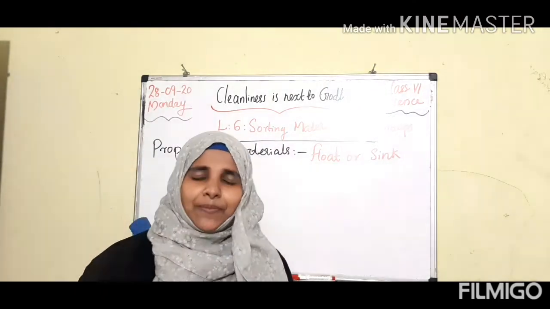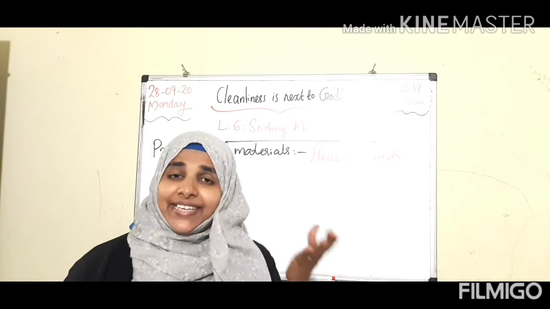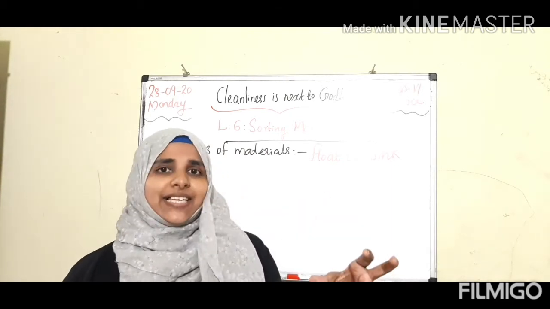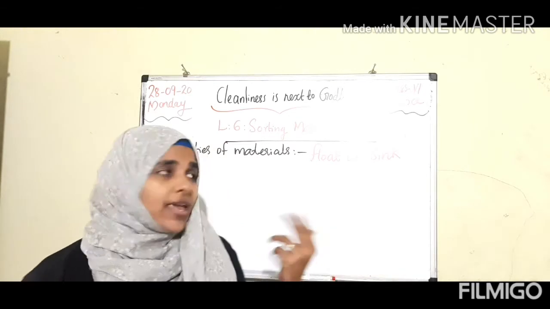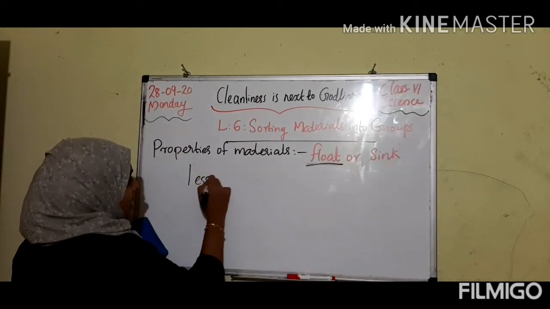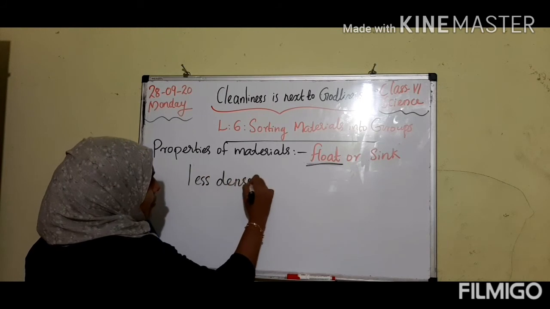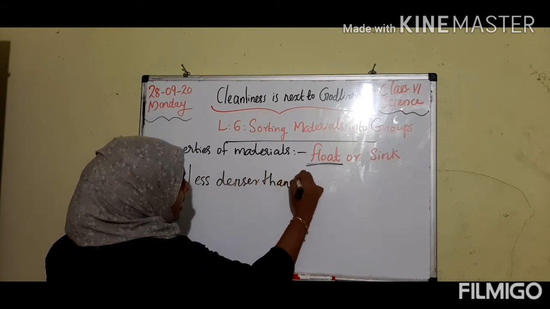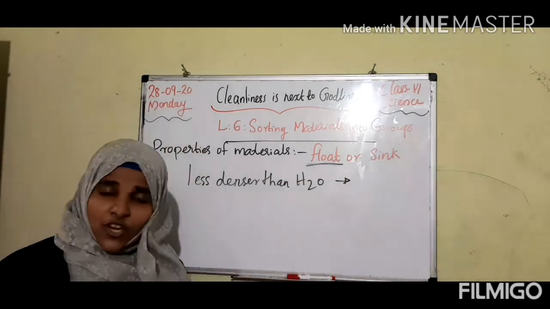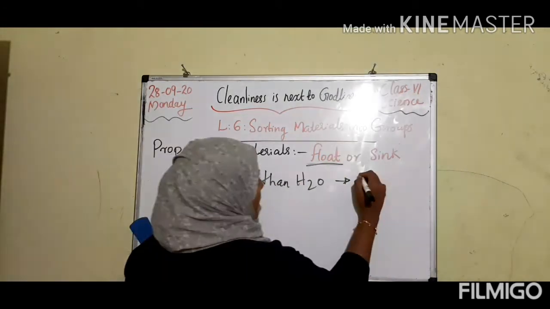So dear children, from the second experiment, we can clearly understand that some substances or objects are less dense than water. What will happen, children? It will float, right? A substance which is less dense than water will float. Can you give an example? Just now we saw one. It is a paper boat, right?